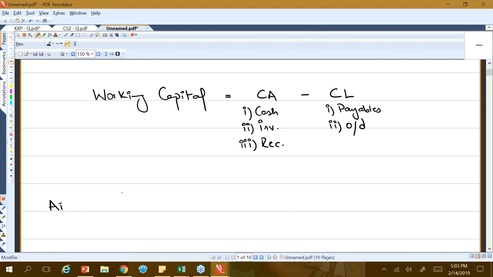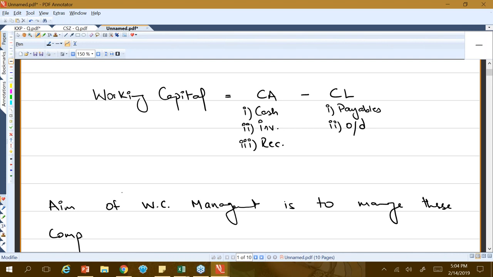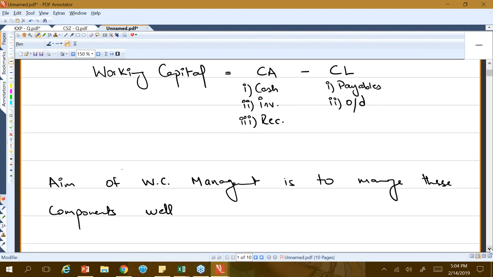So the aim of working capital management is to manage these components well and effectively. So we are today going to see how we can best manage cash, how we can best manage inventory, how we can best manage receivables, payables, and then the overdraft.